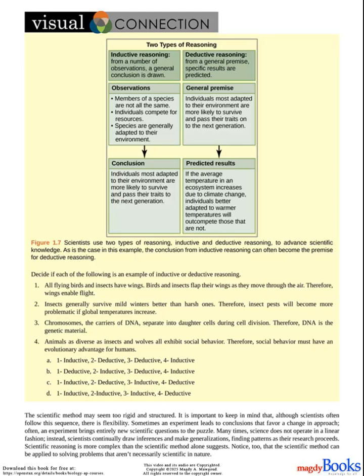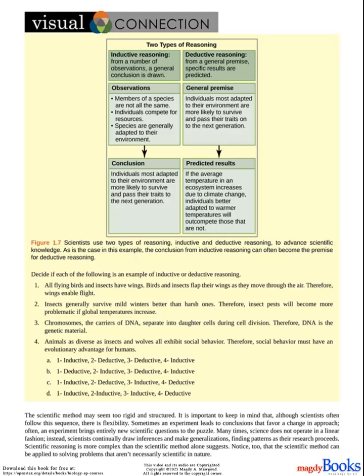Figure 1.7. Scientists use two types of reasoning, inductive and deductive reasoning, to advance scientific knowledge. As is the case in this example, the conclusion from inductive reasoning can often become the premise for deductive reasoning. Decide if each of the following is an example of inductive or deductive reasoning. 1. All flying birds and insects have wings. Birds and insects flap their wings as they move through the air. Therefore, wings enable flight.